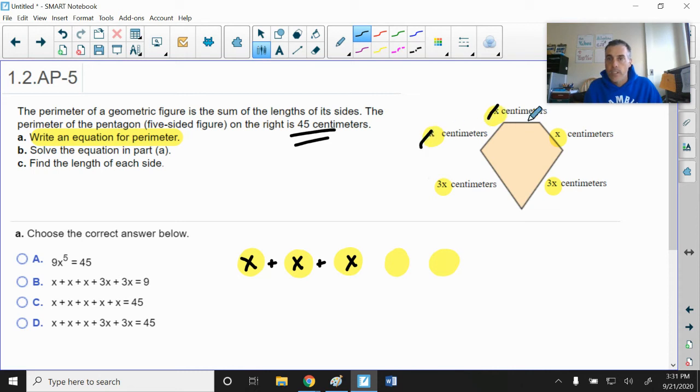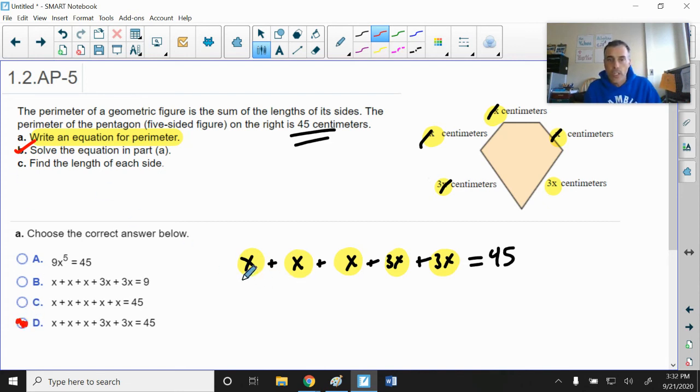Okay, I've got this one, this one, this one. Now I need a 3x, and I need a 3x. And that perimeter should be 45, so I'm going to write equals 45. And my next step is to solve the equation. So if I'm going to solve that equation, what do we have here? We have choice D as our first option.